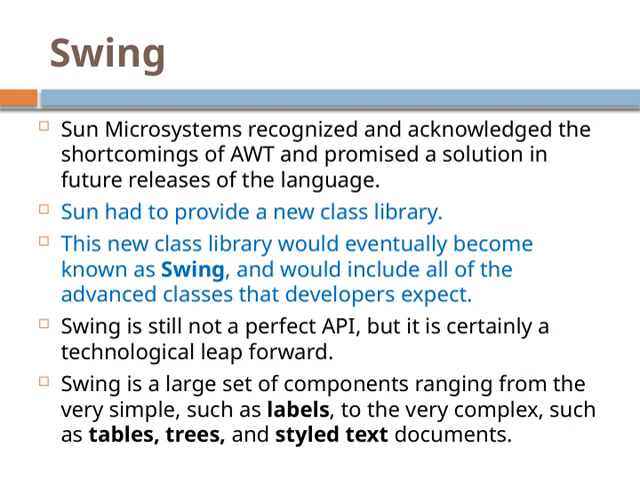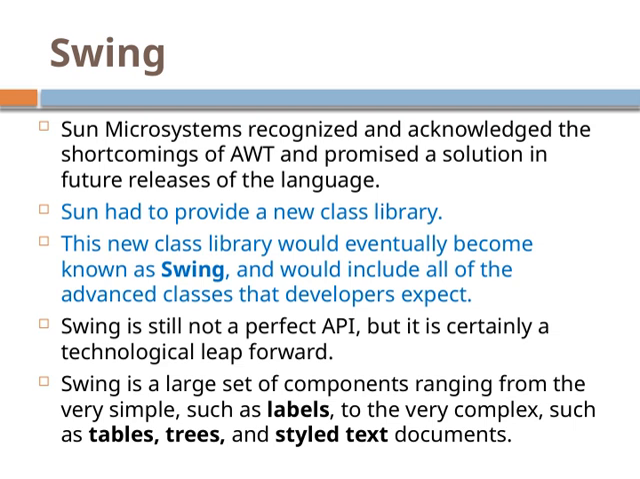It included all the advanced classes that developers now expect for building rich user interfaces, from simple labels to complex components like tables, trees, and styled text documents. While Swing isn't perfect and still has room for improvement, it represented a significant technological leap forward from AWT.